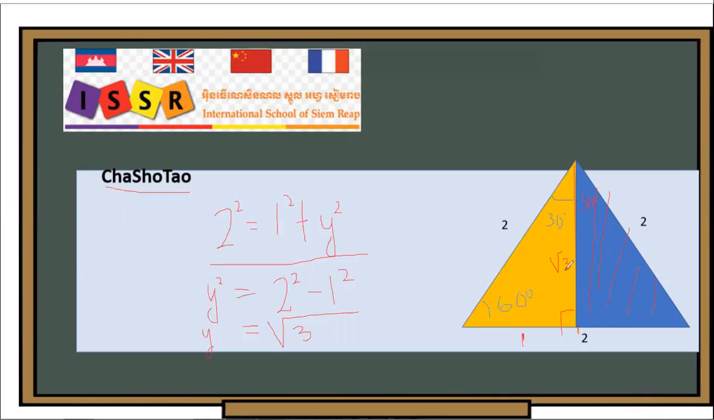Now, given this, we are able to establish what sine 60 degrees is. How do we find the sine of an angle? Sine theta is equal to, let me just erase this. So we now know that that side is root of 3.